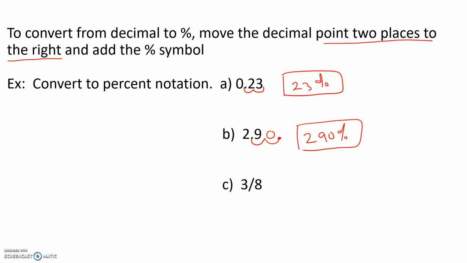To convert 3 over 8 to percent, we first would have to convert 3 over 8 to a decimal, which in decimal form is 0.375. Then we would take the decimal point and move it 2 spaces to the right, which would give us 37.5%.